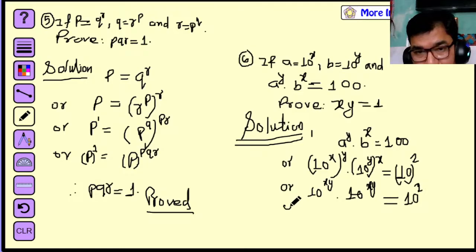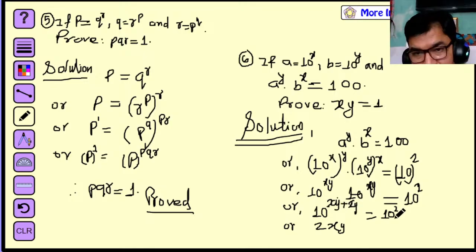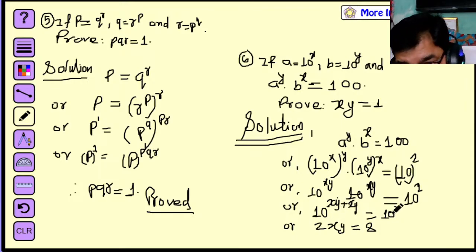Now look, we write 10 only once, and we add the powers according to the laws of indices: xy plus xy. As we know, xy plus xy is 2xy, and here is 10 to the power 2. Then the bases are the same, so the powers will also be equal. This xy plus xy has become 2xy, and here the power is 2. The powers will be equal because the bases are the same.